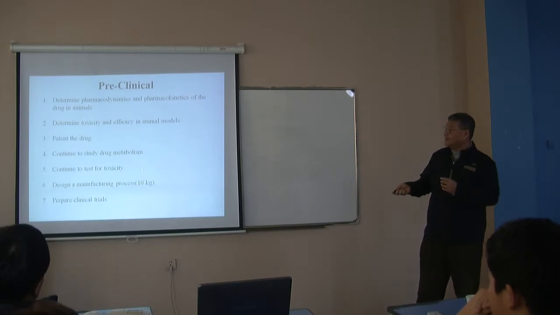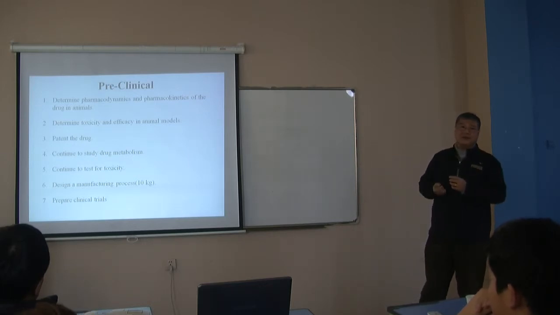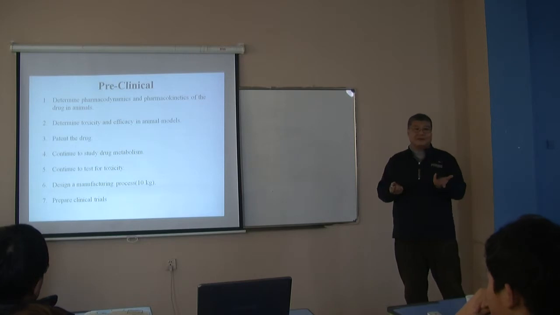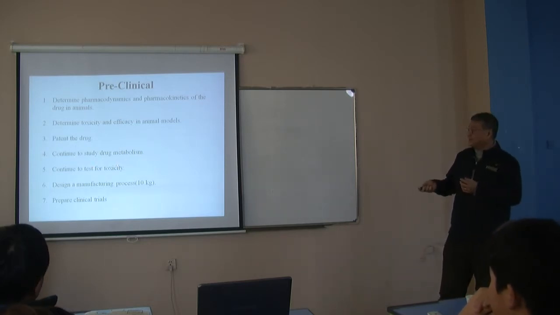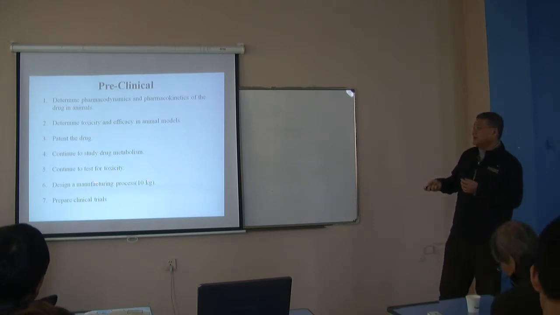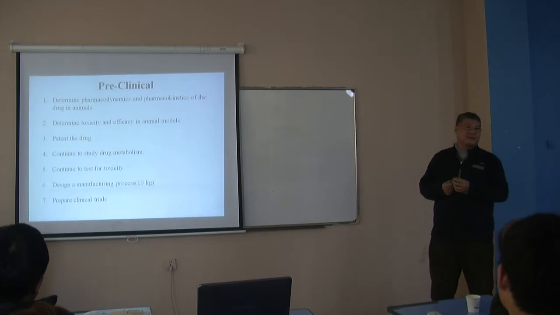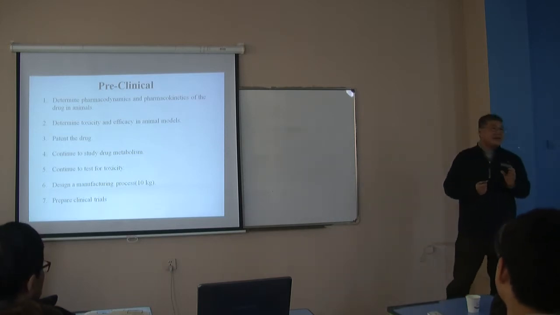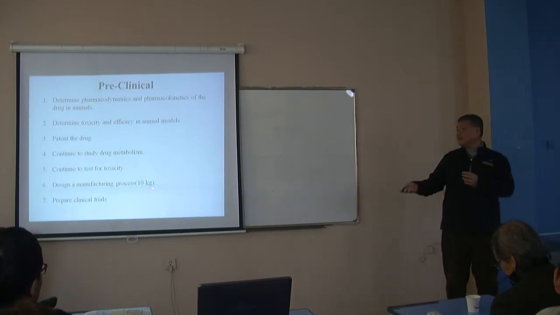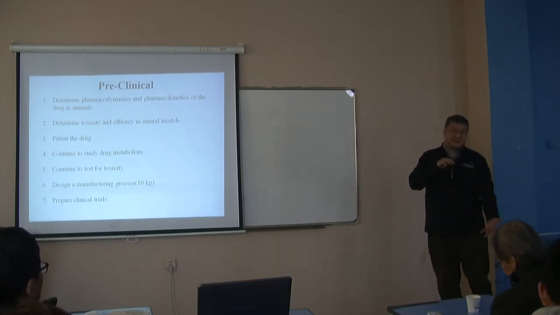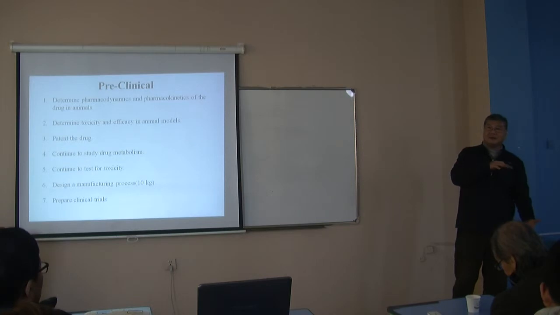And then the toxicities are very important. You don't want to kill the people for making the treatment, right? So make sure that's safe. And then in this time, they design the manufacturing process. The initial target is about 10 kilograms of drug. 10 kilograms is about the same size as a rice bag, maybe, right? But to do that is very, very difficult.